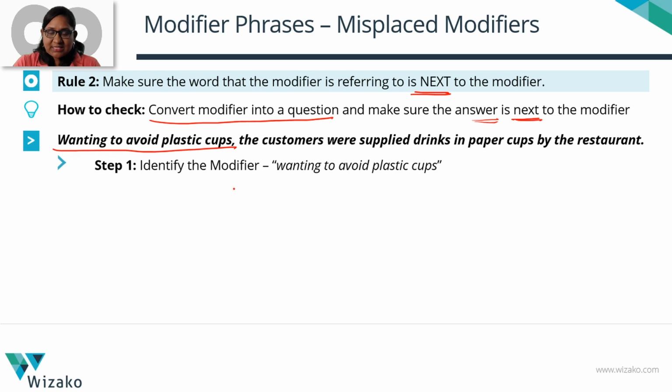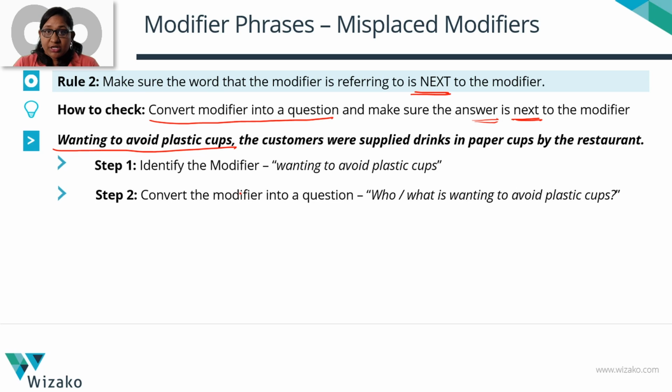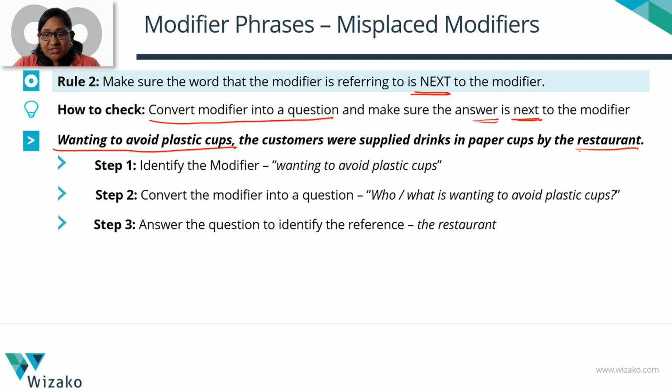Wanting to avoid plastic cups is a modifier in the sentence. Next step, convert the modifier into a question. Who or what is wanting to avoid plastic cups? Is there an answer in the sentence? Absolutely. What is the answer? The restaurant wants to avoid plastic cups.